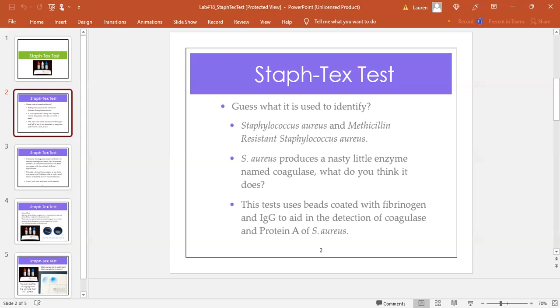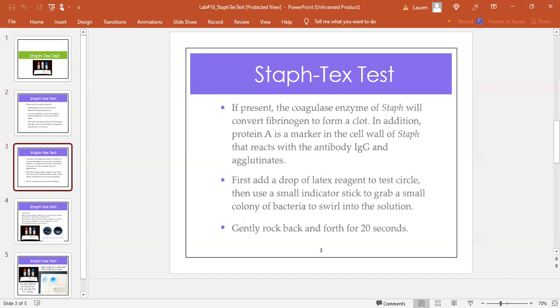And that's how we can tell that it's S. aureus, because, oh yeah, because of the clumps it had on the test we did, right? And because S. aureus has coagulase and protein A. Mm-hmm. Okay.